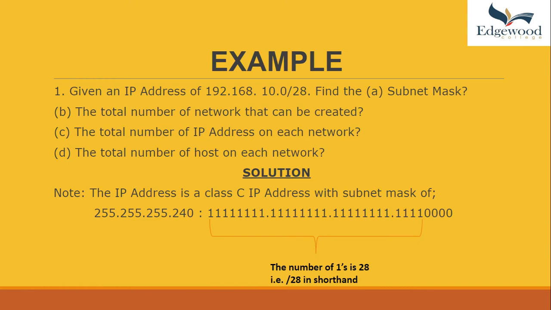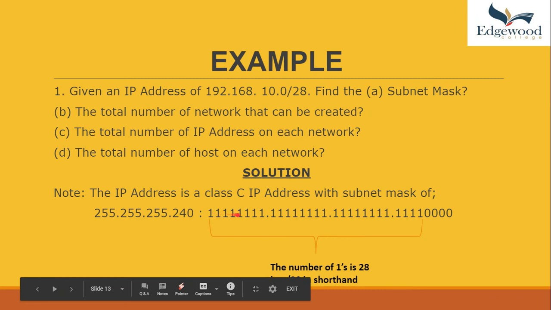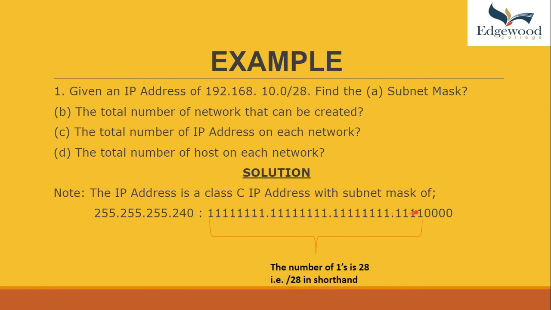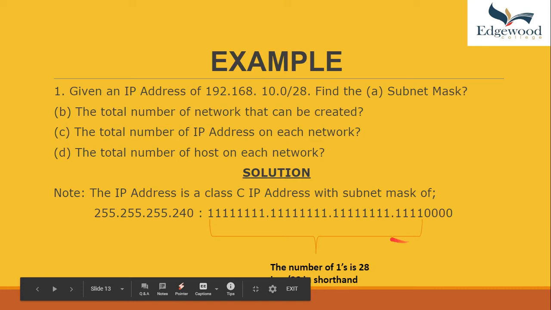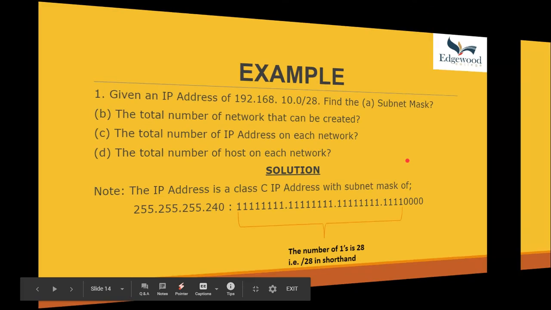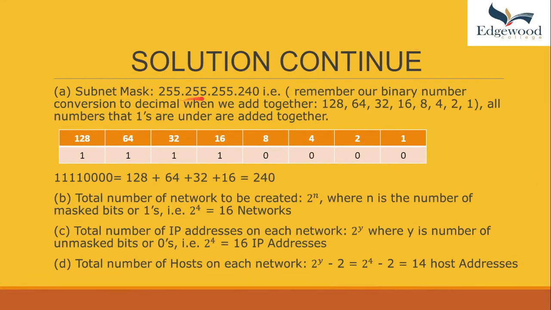Do you understand now? Like I said, this 8-bit plus this 8-bit plus this 8-bit will give you 24. Plus this 8-bit plus this 4-bit will give you 28. Do you get it now? So that's /28. So our subnet mask is 255.255.255.240, because it's /28.